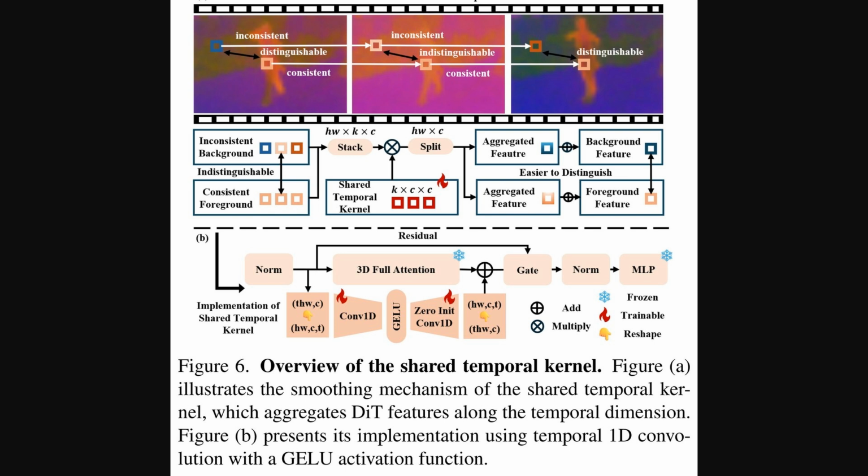Alright, so building on how DiT features are improved, Figure 6 details a key mechanism, the shared temporal kernel. Part A shows this kernel smoothing DiT features over time, which helps distinguish consistent foreground from the background. Then, Part B outlines its technical implementation. This involves a temporal 1D convolution, a method to process video by analyzing changes across time, and also a Gaussian error linear unit, or GELU, activation function. This Gaussian error linear unit activation function is a rule that helps the model learn these complex temporal patterns effectively.